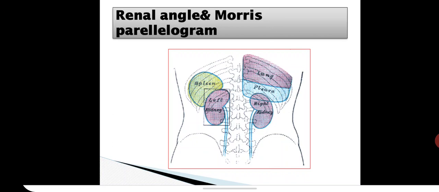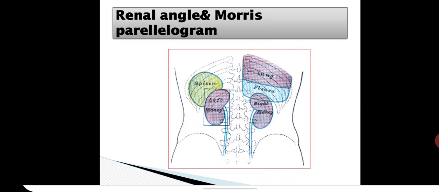You should always count the ribs from the sternal angle, not from the lower ribs. If you count the ribs from the lower ribs, sometimes the 12th rib may be absent, and you may encounter the 11th rib as the 12th rib. And if you approach the kidneys by that false renal angle, the pleura may be damaged.